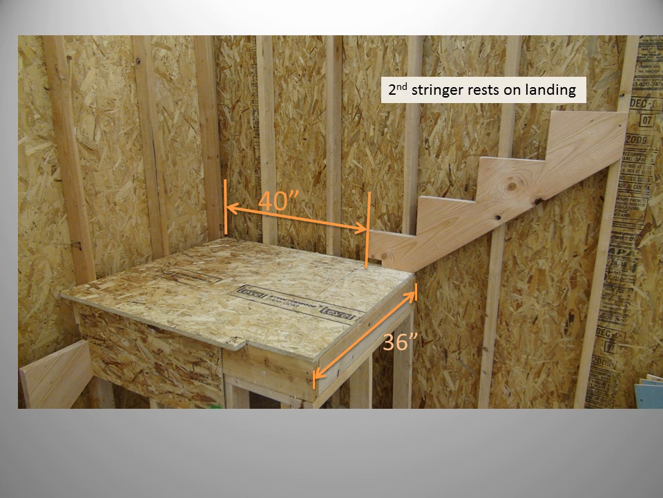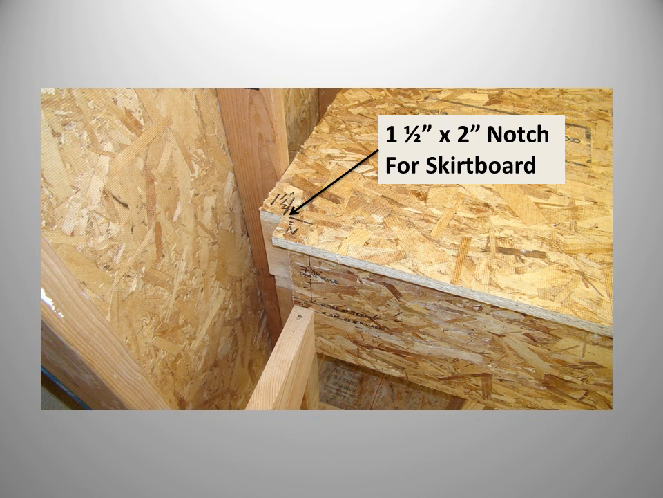For the upper stringer, we will set back the first riser of the upper stringer 4 inches beyond our code minimum of 36 inches. Remember that this is to allow for riser materials, tread nosing overhang, and drywall on the opposite wall. We also need to cut a small notch at the subfloor overhang of the lower stringer to allow for the drywall and skirt boards to be installed.